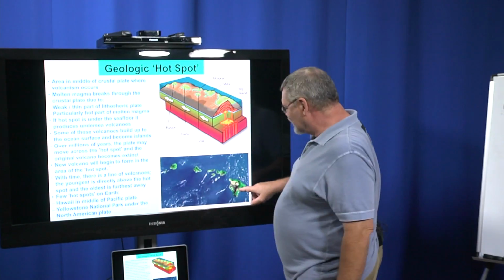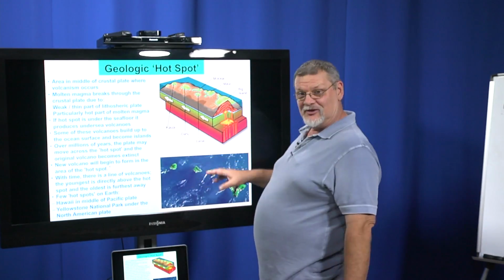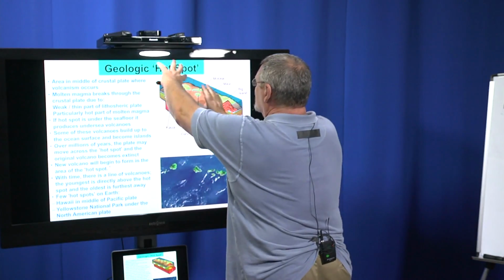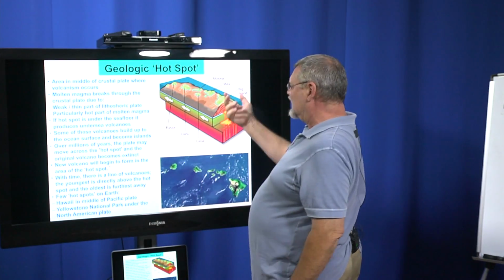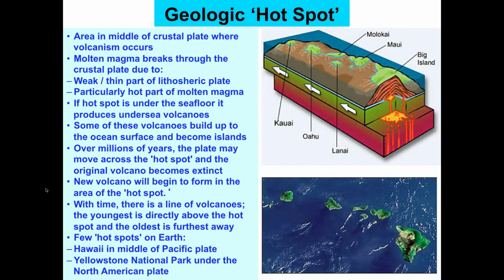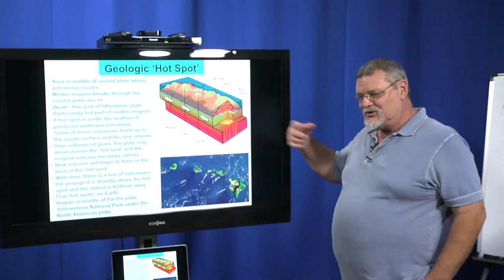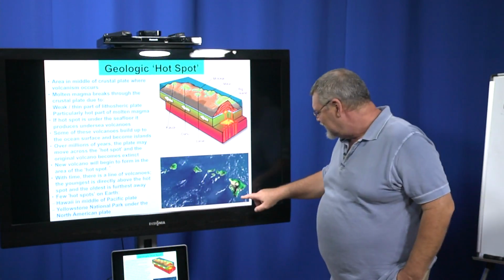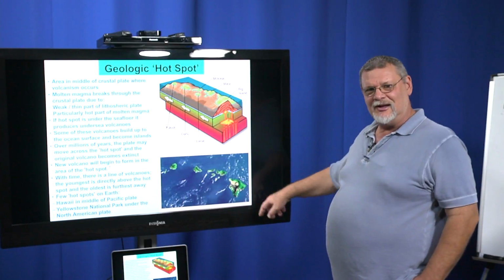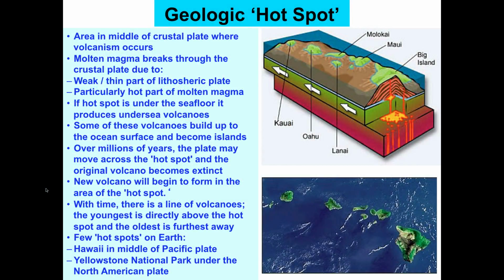So today, this is where the hot spot is. It's not that the hot spot is moving, it's that the plate is moving. So as the plate moves over this hot spot, material comes up and forms new islands, in this case, new Hawaiian islands. And here, the big island of Hawaii is the largest one, and there's material being added now. In fact, I understand that there's another island now being formed off the coast here from the hot spot going off. Over millions of years, the plate may move across the hot spot and the original volcano becomes extinct.